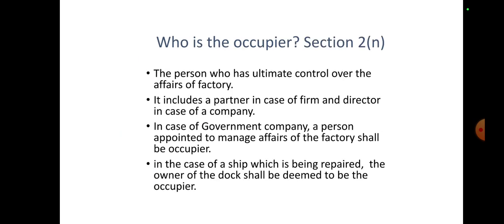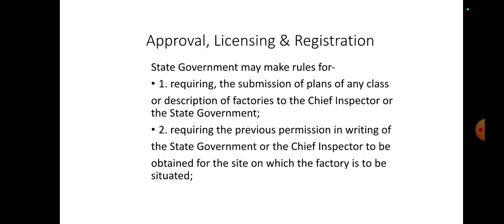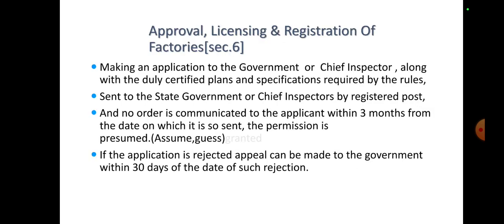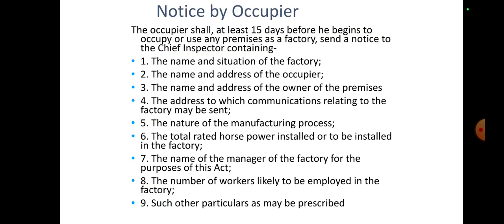And the very important thing is an occupier. Usually this word refers to an industrialist or an entrepreneur or a businessman who is the owner of a factory. He is a person who has ultimate control over the affairs of the factory, and it includes a partner in case of a firm and a director in case of a company. And that factory has to undergo some approval process, licensing and registration for manufacturing of some goods or services. So these are the basic things we have to know before we start the Factories Act.